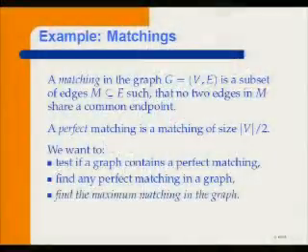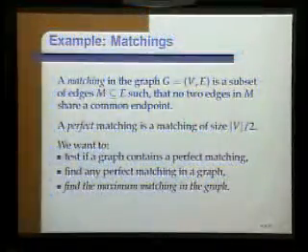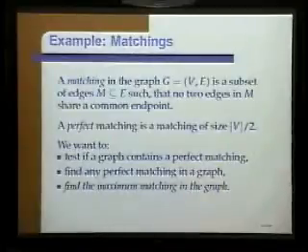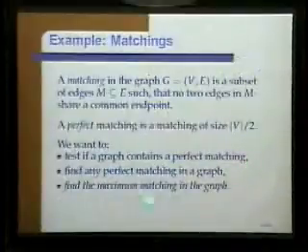Okay, so let's move to this simple example of perfect matchings. A matching in a graph is just a subset of the edges such that no two edges in the matching share an endpoint. And a perfect matching is a matching of size number of vertices divided by 2. We are interested in solving problems like testing if the graph contains a perfect matching, finding a perfect matching in the graph, as well as finding a maximum matching in the graph.